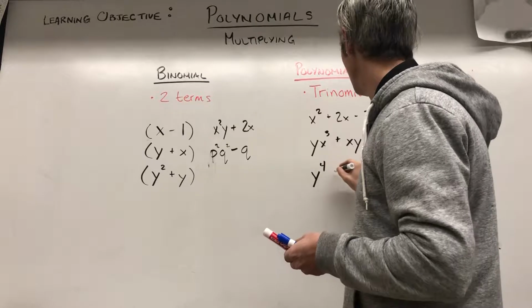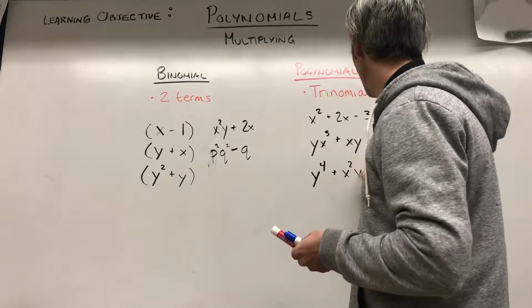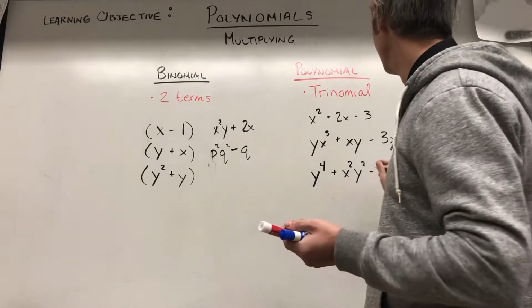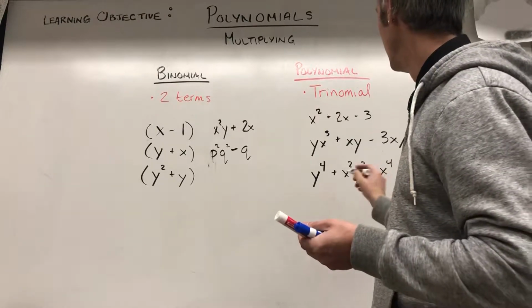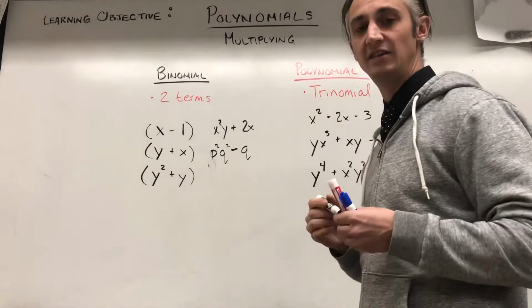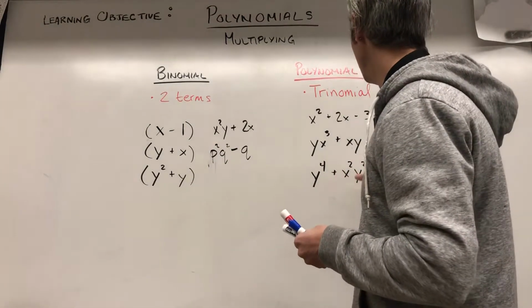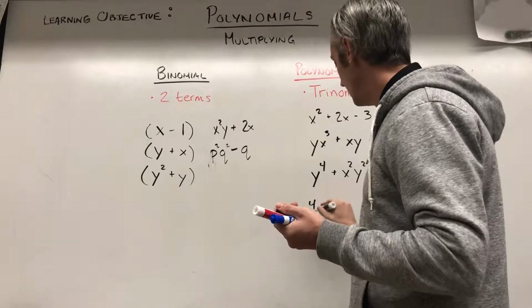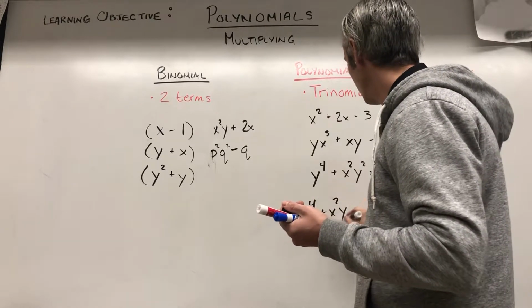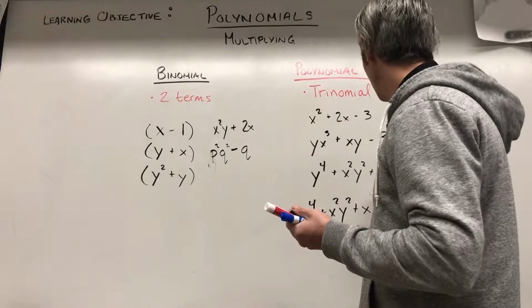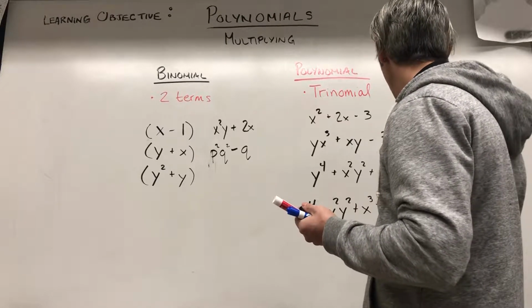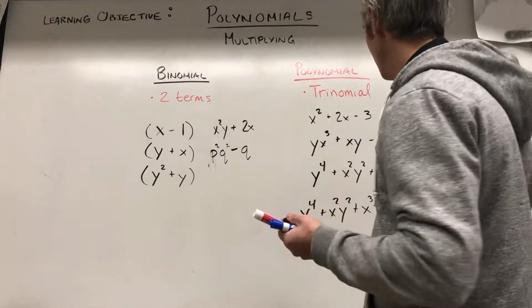y to the power 4 plus x squared y squared minus x to the power 4 plus x to the power 4. Okay, so now we have 2 operation signs separating 3 terms. So these are trinomials, and then polynomials could be anything like x to the 4 plus x squared y squared plus x cubed plus 3y minus 2. Okay, this is a polynomial.